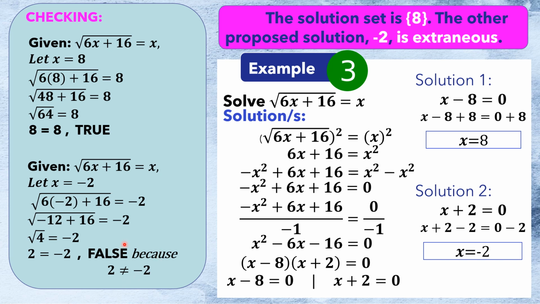Okay. So, the solution set is 8. Why 8? Since dito kasi, nasatisfy niya yung original equation. The other proposed solution, negative 2, is extraneous. Samantalang, si negative 2 po, since hindi niya nasatisfy yung original equation, it is not a solution to the original equation. So, ang tawag natin sa kanya ay extraneous solution. Ganun po siya. Dahil extraneous solution siya, hindi siya kasama sa solution set. Kaya dito, ang sagot lang natin, the solution set is positive 8.